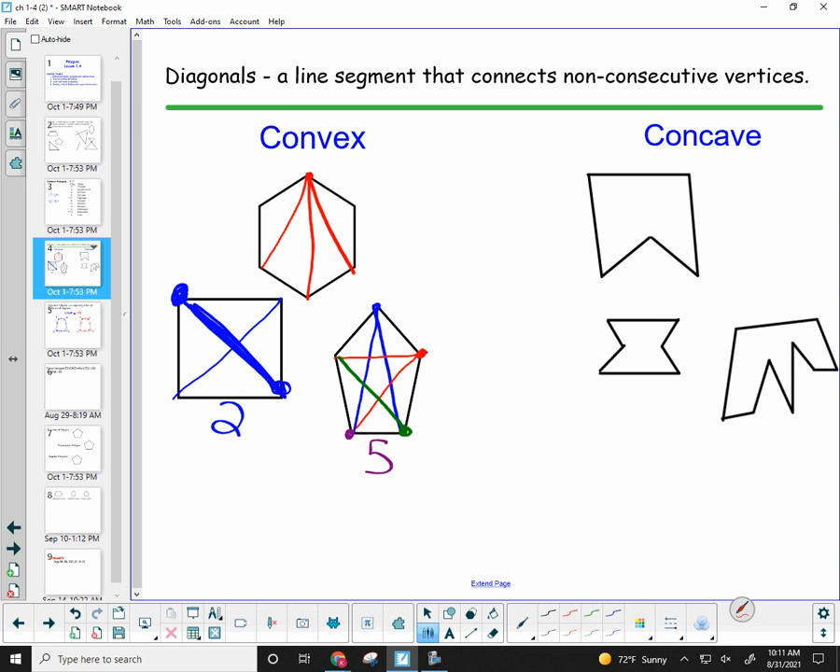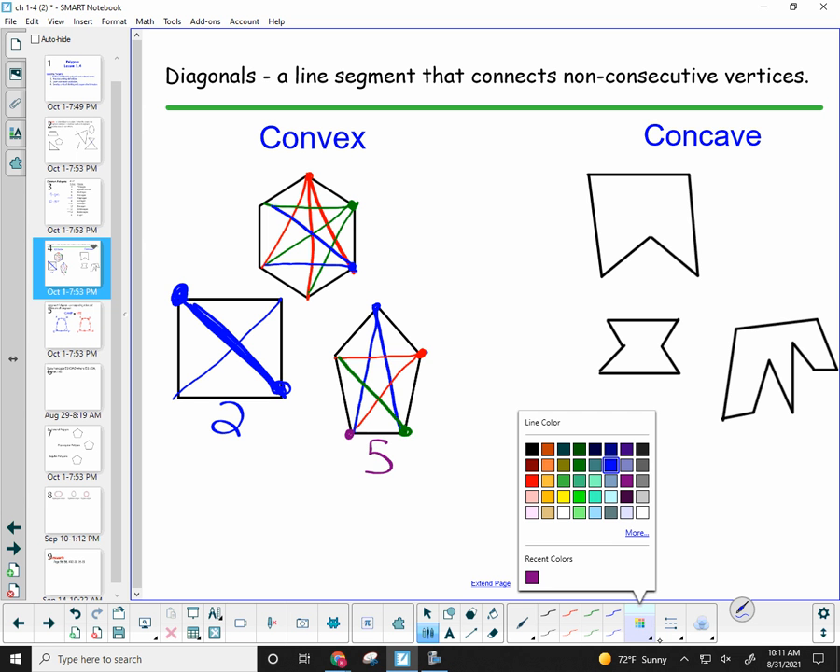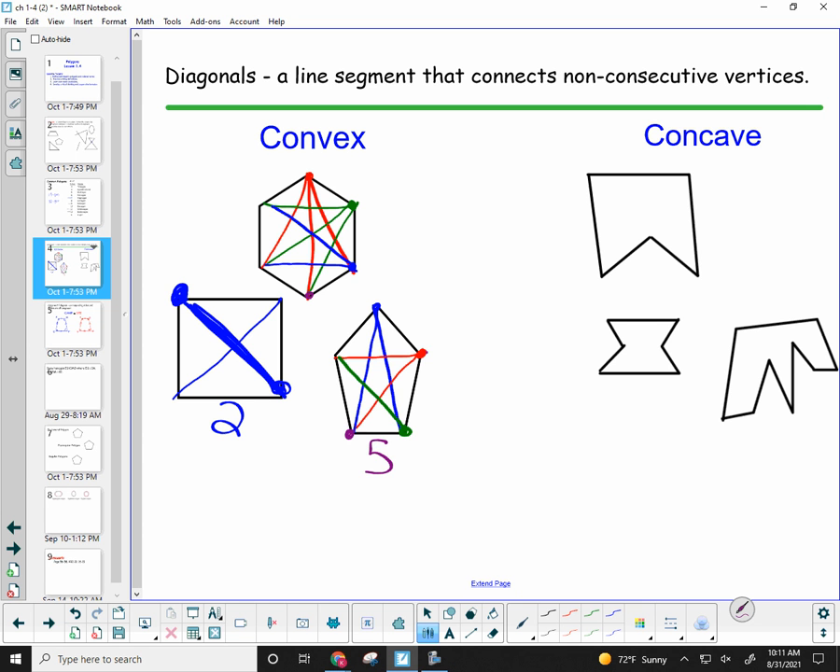Okay, there's 3. From this vertex, we've got 4, 5, and 6. From this vertex, I already have this one drawn in. So there's 7 and 8. From this vertex, I have 2 of them drawn in. So here's number 9. This one has all 3. This one has all 3. So there are 9 diagonals in every hexagon. You ready to do it for a nonagon? That'll get mighty ugly really quick, right? Okay, so not very often do you actually have to draw these in.